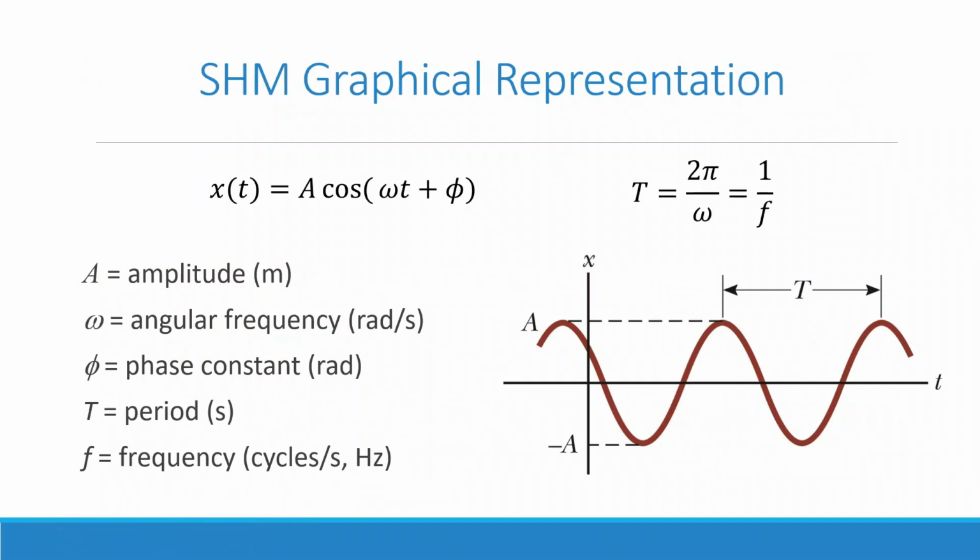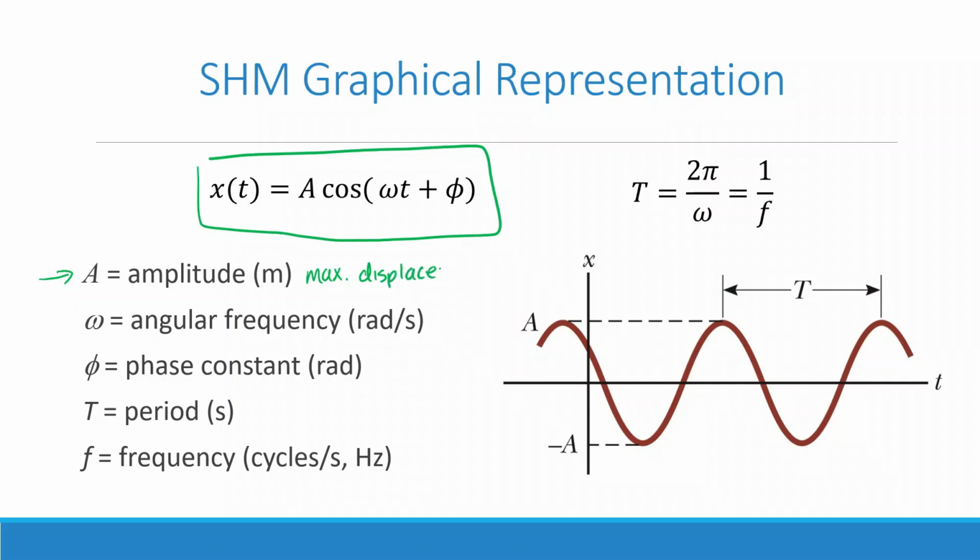So what the brilliant mathematicians and physicists found is that we can define a function for x of t that meets this form. So x of t is going to be A cosine of omega t plus phi. A is going to be our amplitude. Amplitude is our maximum displacement. Omega is that angular frequency.